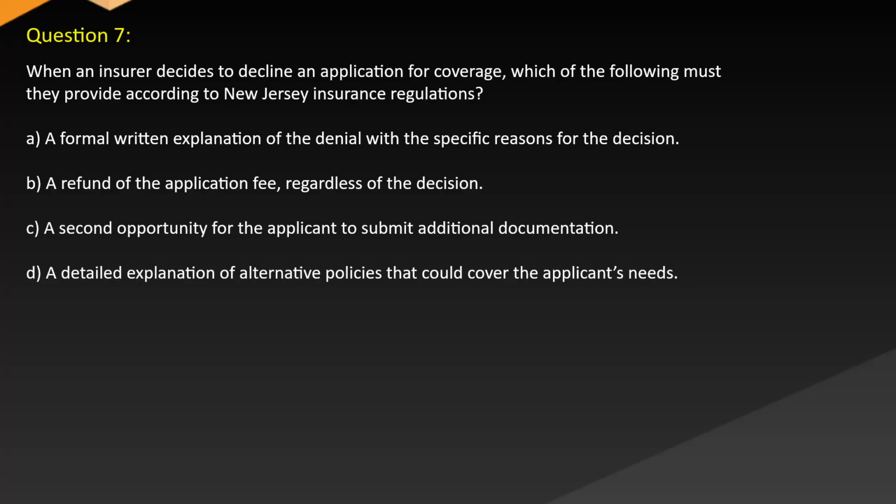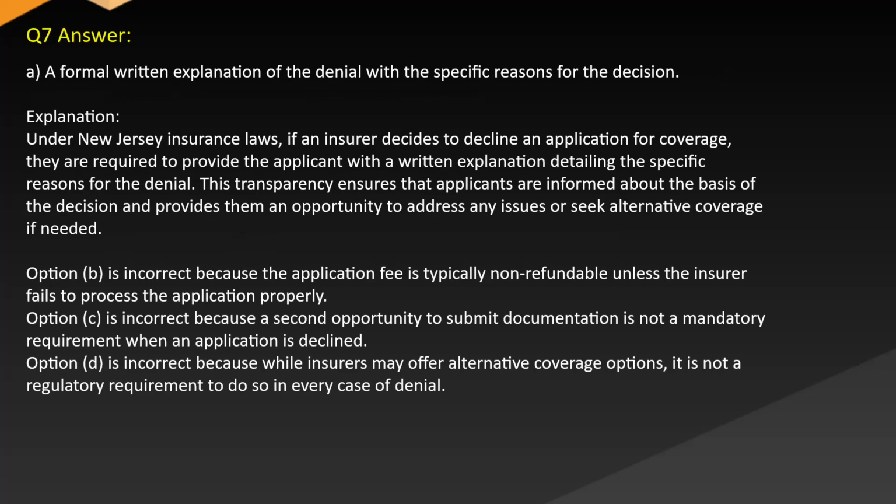A. A formal written explanation of the denial with the specific reasons for the decision. B. A refund of the application fee regardless of the decision. C. A second opportunity for the applicant to submit additional documentation. D. A detailed explanation of alternative policies that could cover the applicant's needs. Answer A. A formal written explanation of the denial with the specific reasons for the decision.